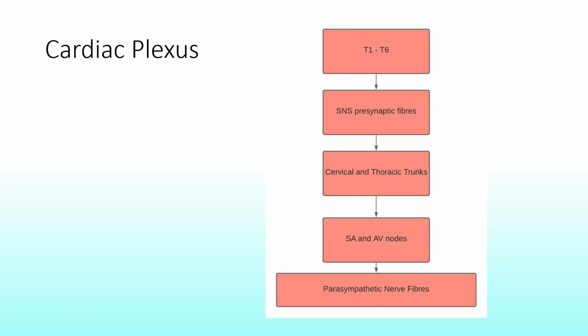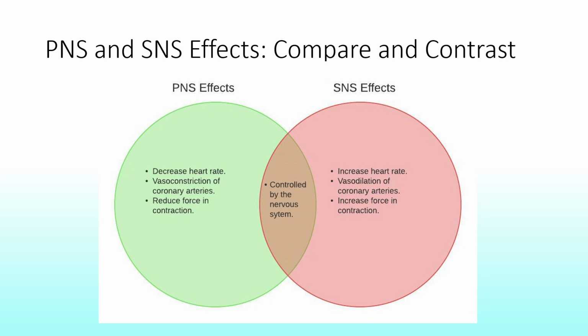Now here's the cardiac plexus. I developed this flow chart, and I'm going to go through the steps. The T1 to T6 lateral horns lead to the sympathetic nervous system fibers. The signal then travels to the SNS presynaptic fibers, the cervical and thoracic sympathetic trunk, the sinoatrial and atrioventricular nodes, and then the parasympathetic fibers in the coronary arteries. The effects here I'm going to show in a Venn diagram to compare and contrast.